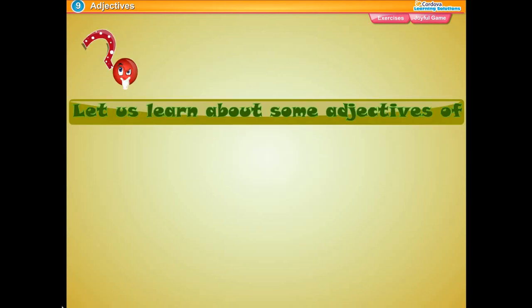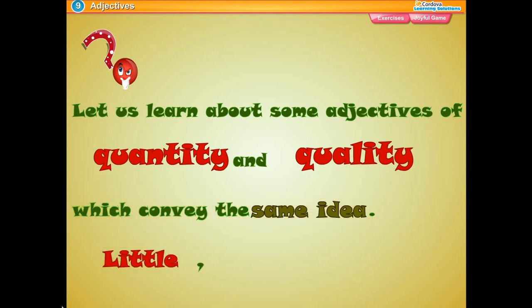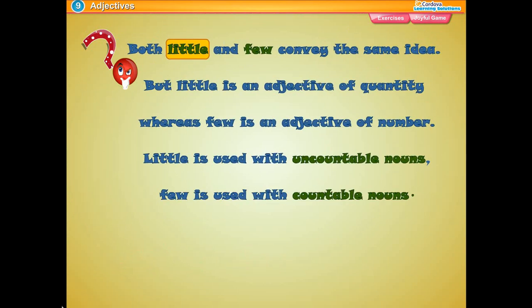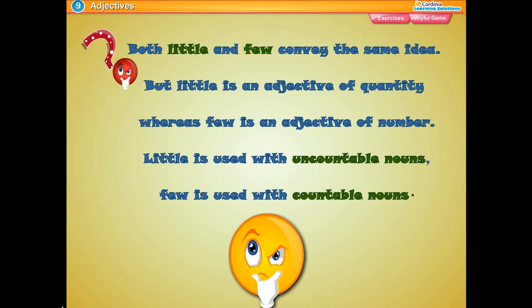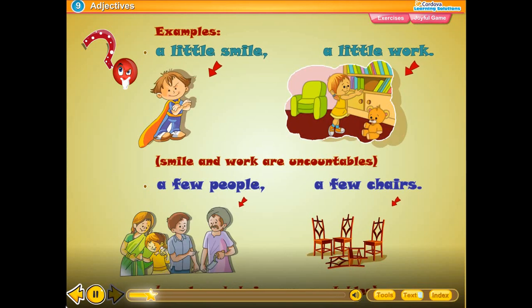Let's learn about some adjectives of quantity and quality which convey the same idea. Little, few. Both little and few convey the same idea. But little is an adjective of quantity, whereas few is an adjective of number. Little is used with uncountable nouns. Few is used with countable nouns. Examples: a little smile, a little work. Smile and work are uncountables. A few people, a few chairs. People and chairs are countables.